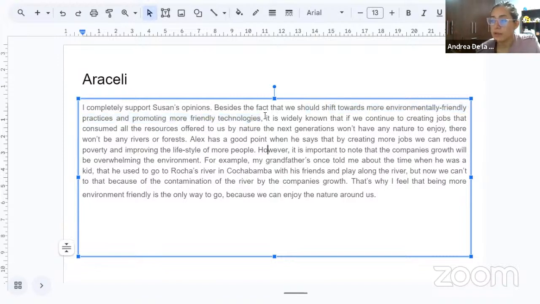So be careful in that way with the content, and careful also with the punctuation. Same thing when you have conditionals. You need a comma when the if is at the beginning of the conditional sentence. Careful with the tenses, jobs that consume all the resources. And also careful with punctuation too.